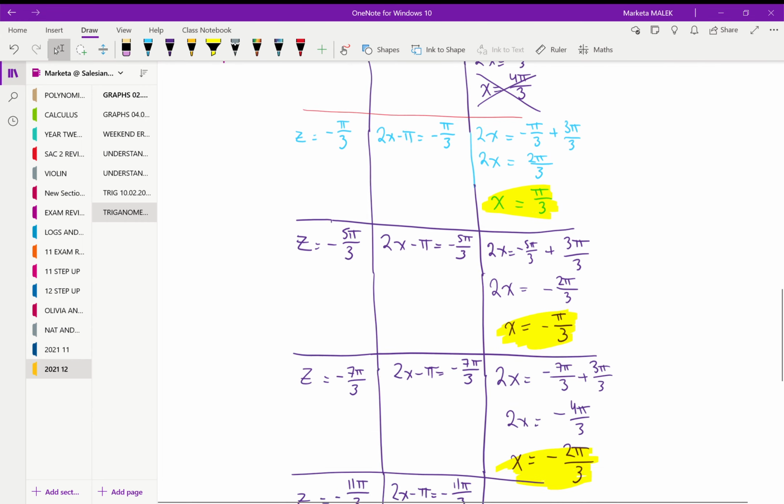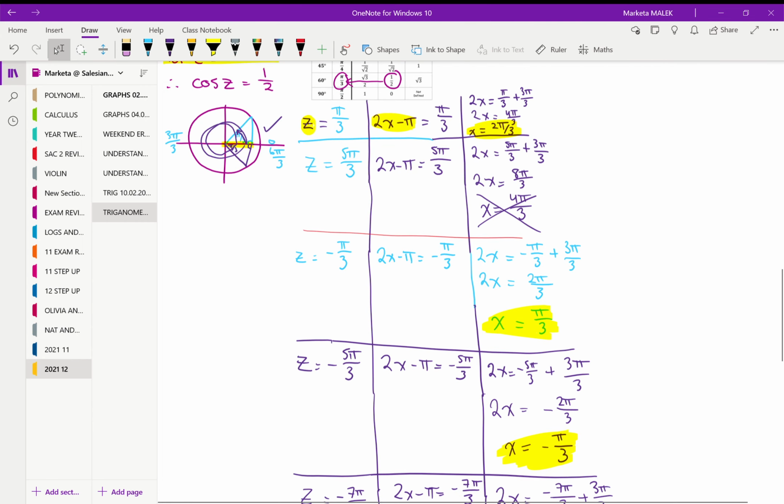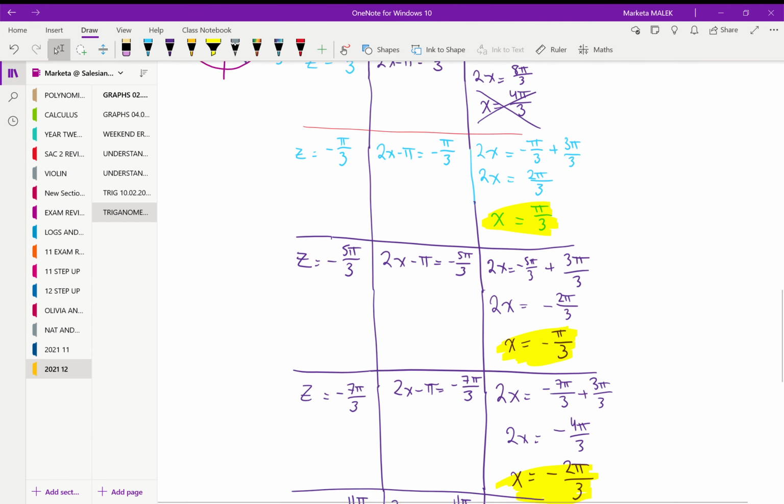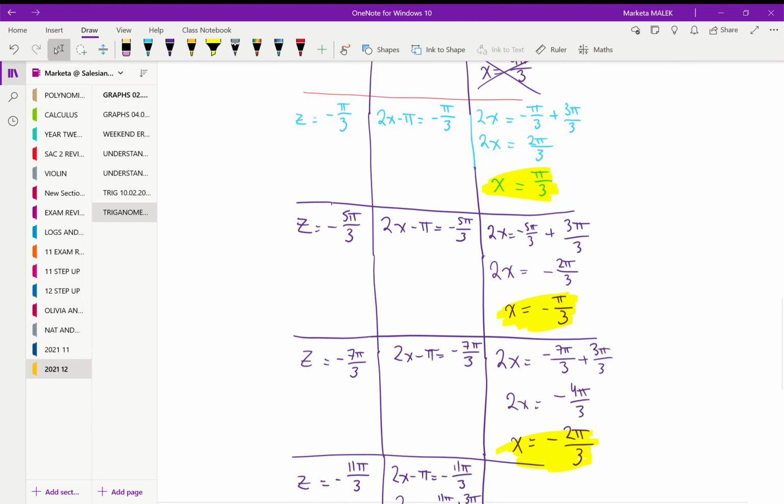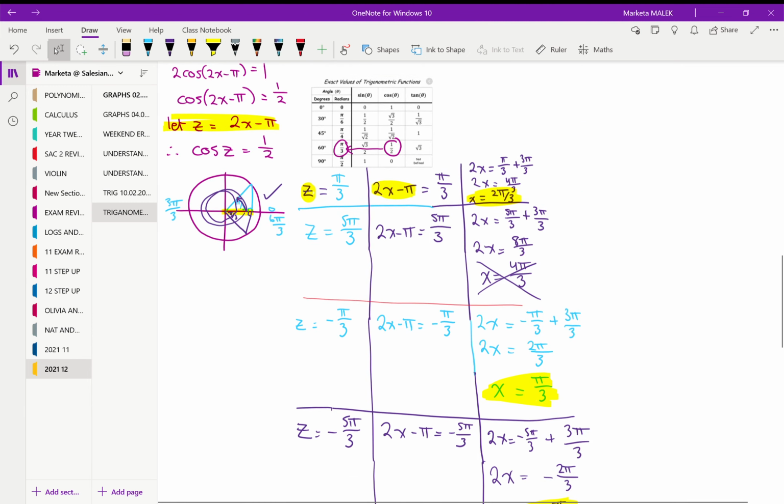So look, for that one, our solutions are 2 pi on 3, pi on 3, negative pi on 3, and negative 2 pi on 3. So it just so happens that we've got the positive and negative of each of those angles. So negative and positive pi on 3 and negative and positive 2 pi on 3. So you should not assume that this would be the case. That's all for that example.